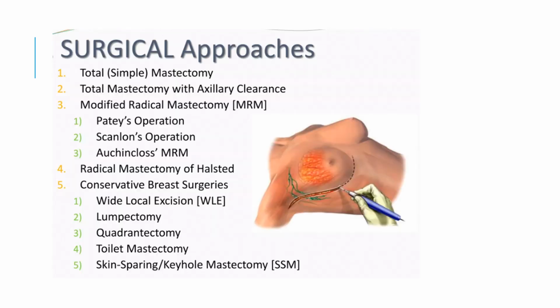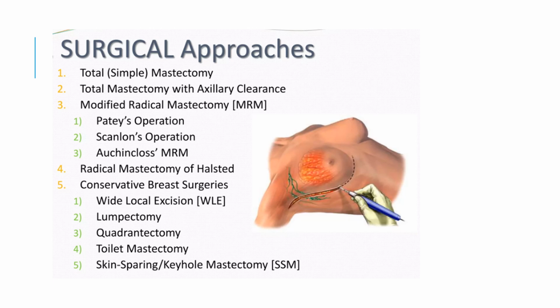So that is the treatment. The treatment: surgery, chemo. Chemo, you told, is for large lesions or nodal positive lesions. Then radiotherapy and hormonal therapy. Surgical approaches are total or simple mastectomy, total mastectomy with axillary clearance, modified radical mastectomy, which has different approaches like Patey, Scanlon, or Auchincloss, radical mastectomy or Halsted radical mastectomy, wherein you are not conserving anything, you are removing everything. We'll talk about the difference between modified and radical mastectomy later.